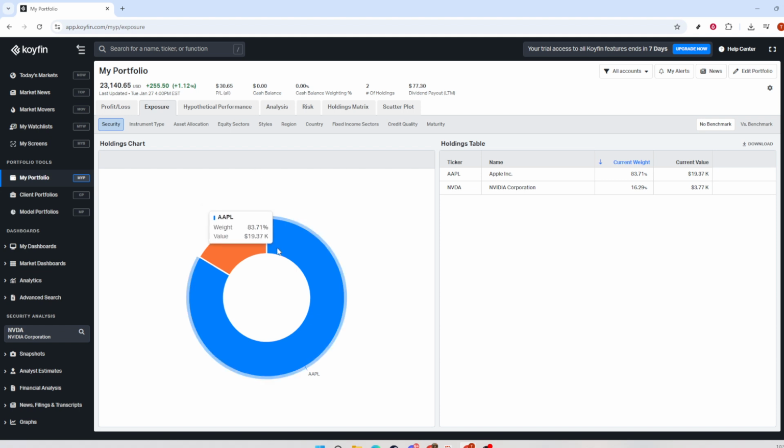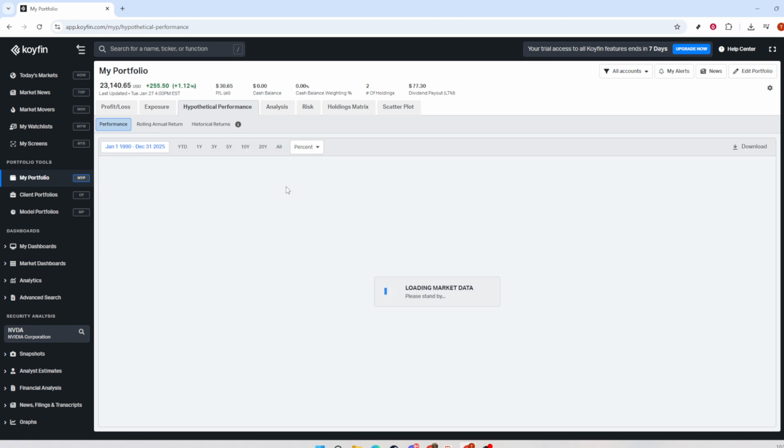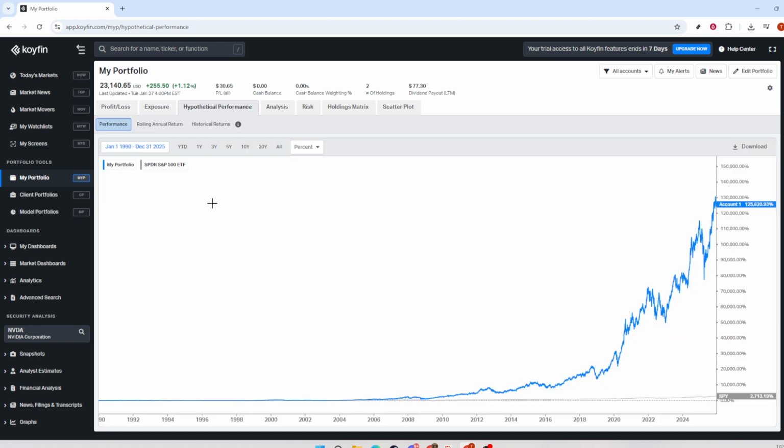Then visit the Hypothetical Performance tab. This lets you evaluate how the portfolio would have performed over different time periods. Adjust the start date, and if available, compare against a benchmark. This is useful for scenario analysis, such as seeing how your mix would have handled past market moves. Keep in mind that hypothetical results depend on assumptions, so use them as a guide rather than a guarantee.